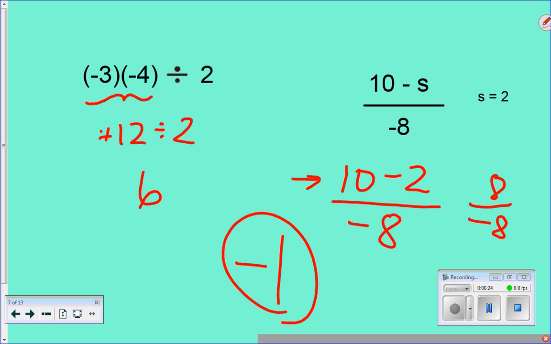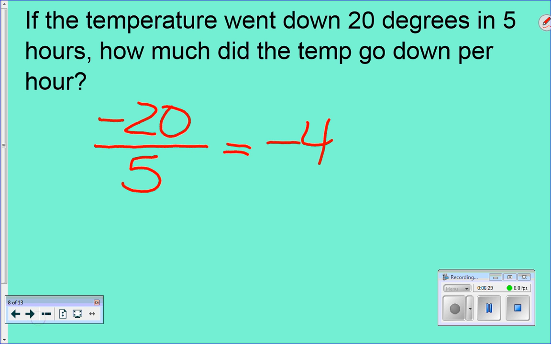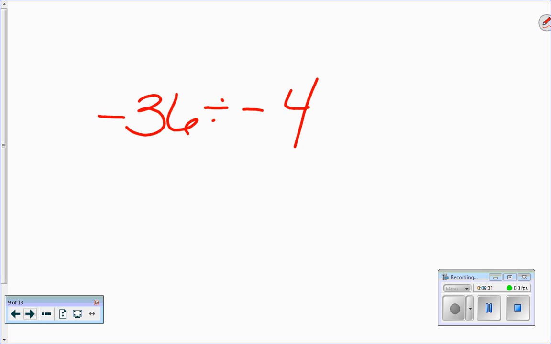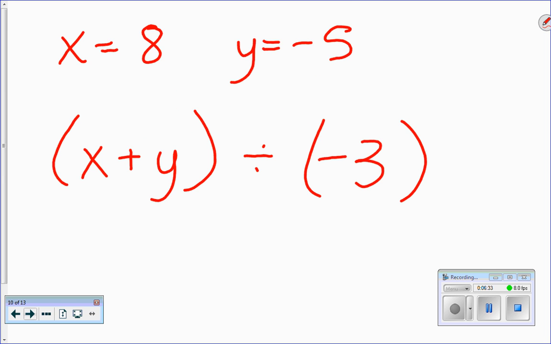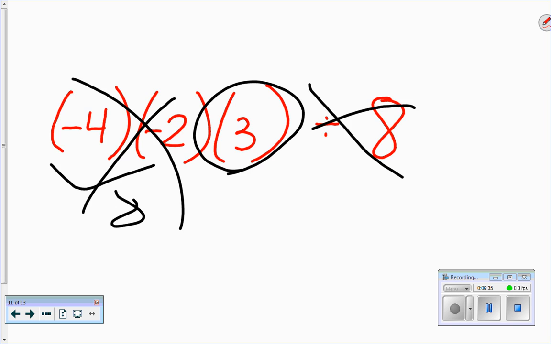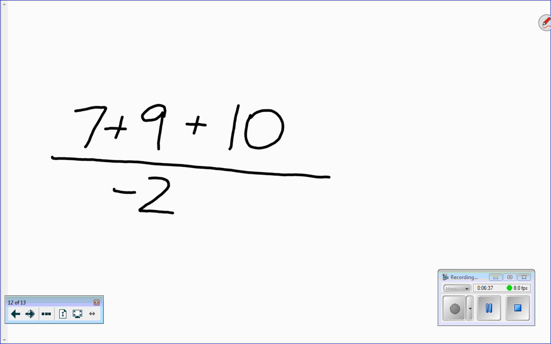Let's see what else I got. Do you want to see anything else from me? Ooh, that's scary. Look at all these. Those are from last year.